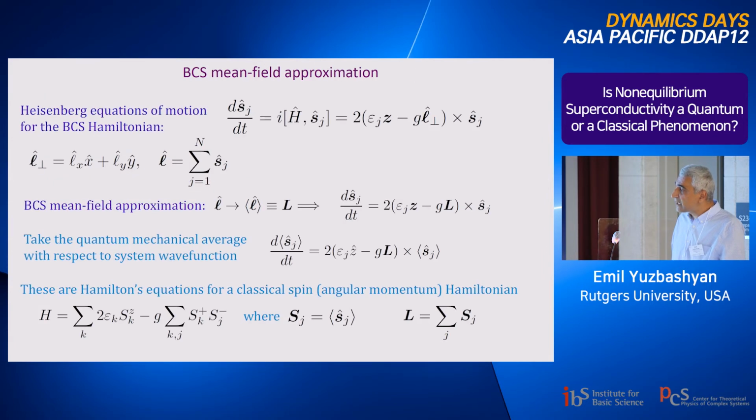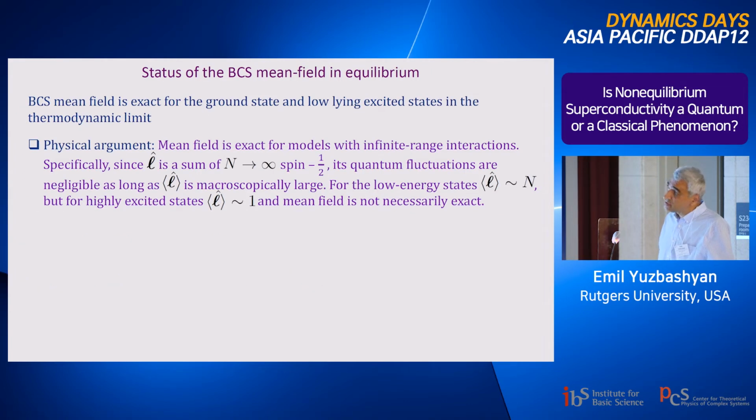So you could say we reduced equations of motion for a superconductor to a classical Hamiltonian. But you could say that there are maybe some quantum fluctuations beyond just taking these averages. But it turns out that, in fact, BCS mean field is exact for the ground state and low-lying excited states in the thermodynamic limit. So the physical argument goes as follows.